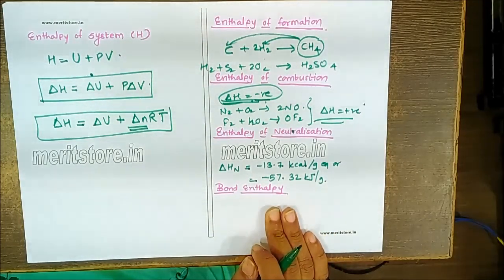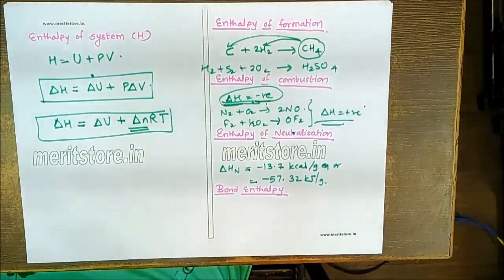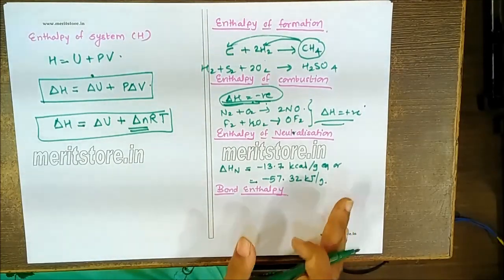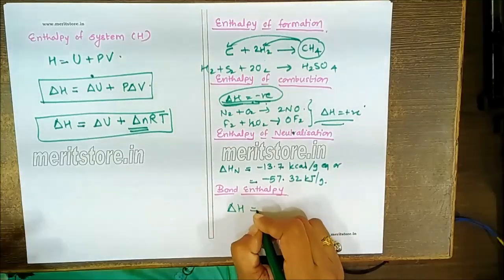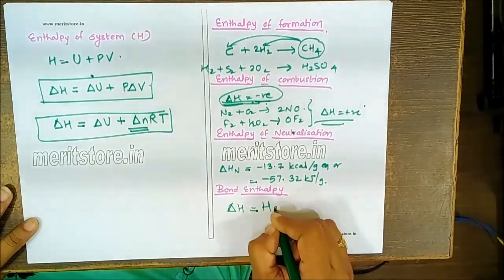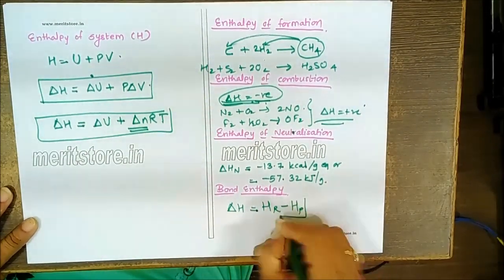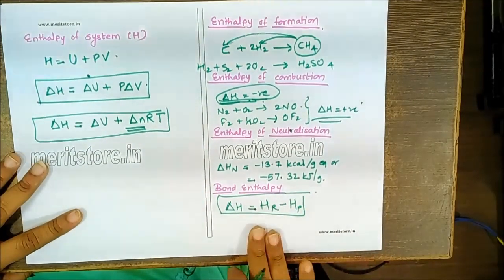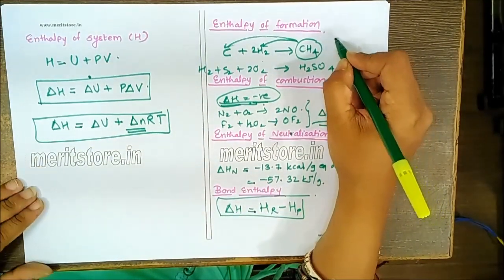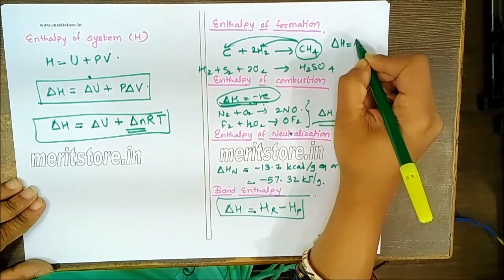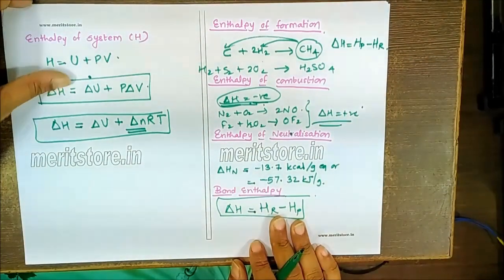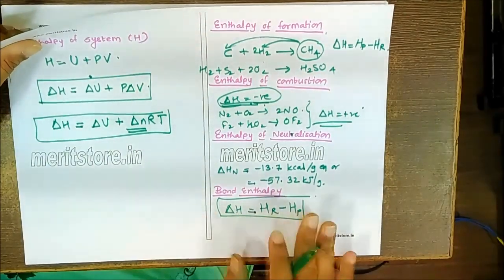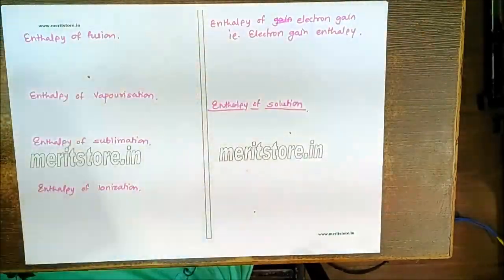Next is bond enthalpy. Bond enthalpy is nothing but the enthalpy change which is necessary to break a particular bond. So if you are calculating the heat of reaction using bond enthalpy, always remember it is heat of reactants minus heat of products. If I am calculating the enthalpy related to the enthalpy of formation, always remember delta H is equal to heat of products minus heat of reactants. So these are some formulas related to this that we have to remember.